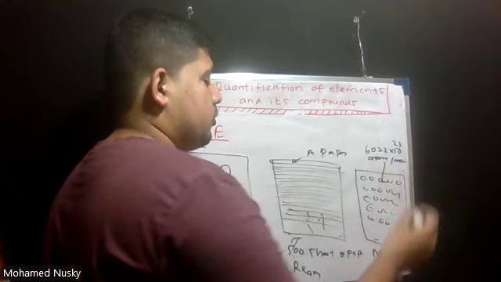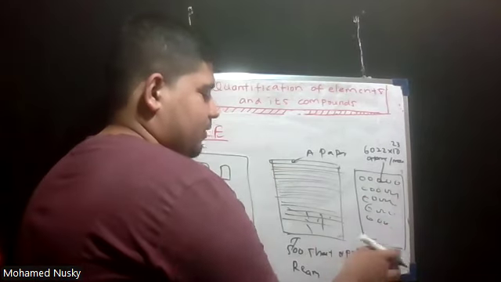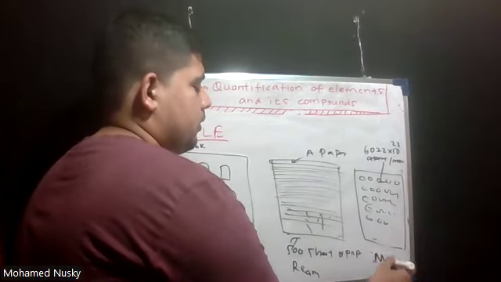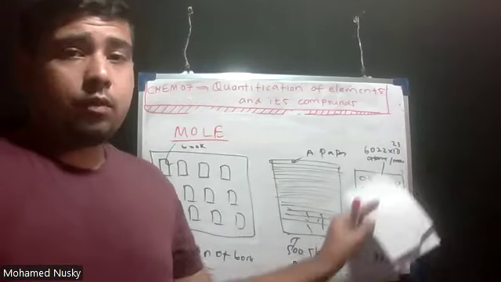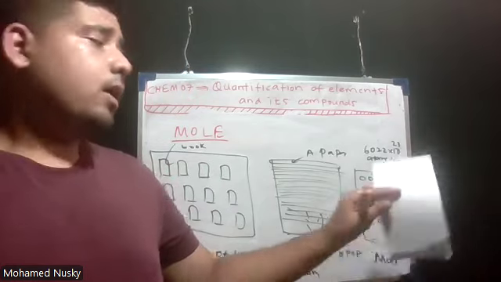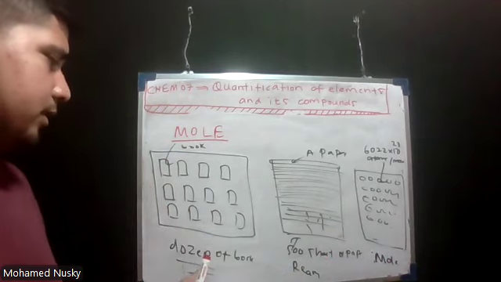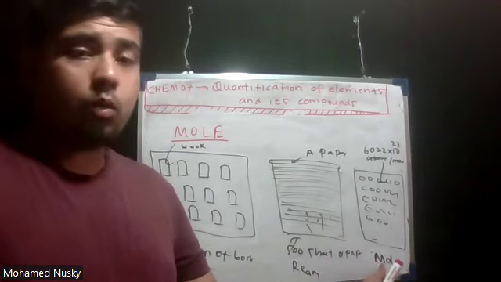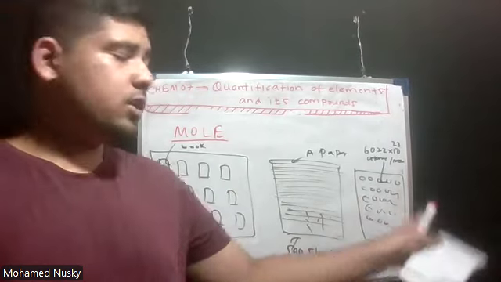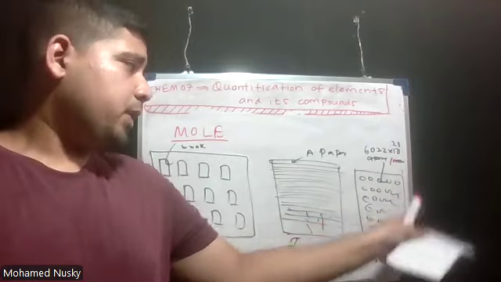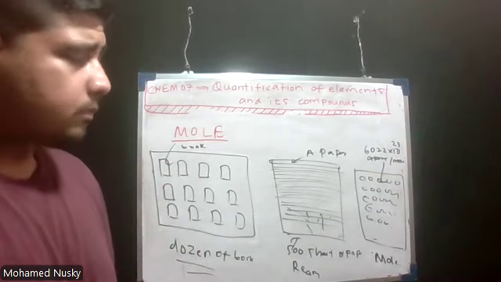Sorry, not the molar mass, mole. So if there is a certain number of atoms or molecules, I must give a certain term for it. Like ream and like dozen, I must give the term that is mole. So if I need to give the term mole for a certain number of atoms, then what should be the number of atoms? 6.022 into 10 to the power 23.